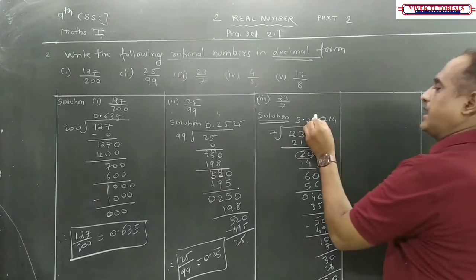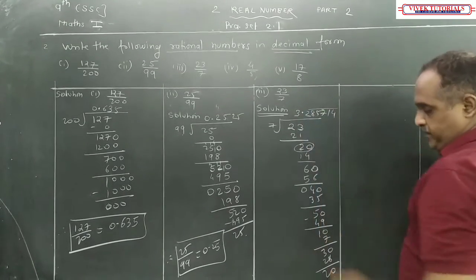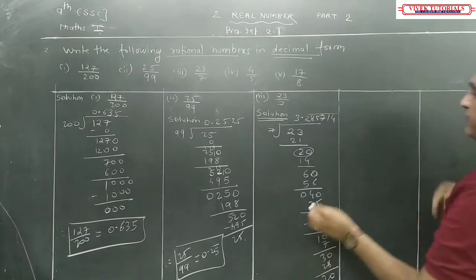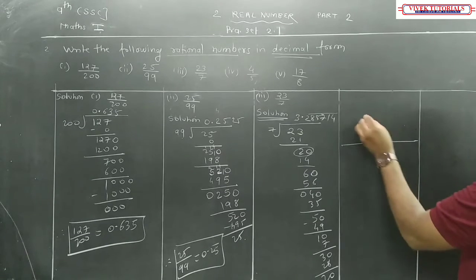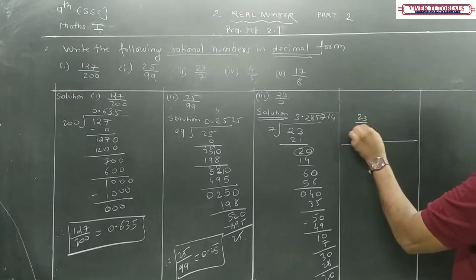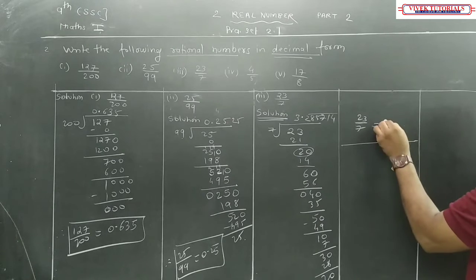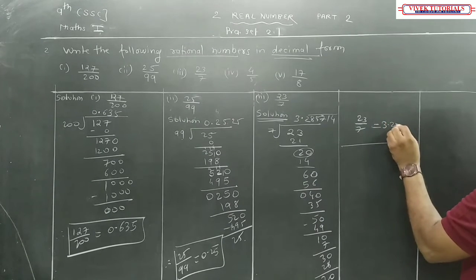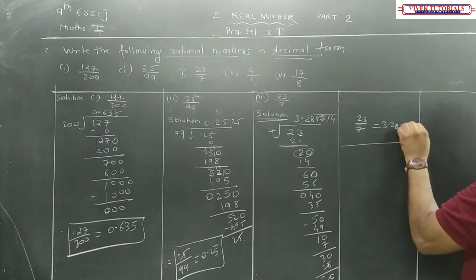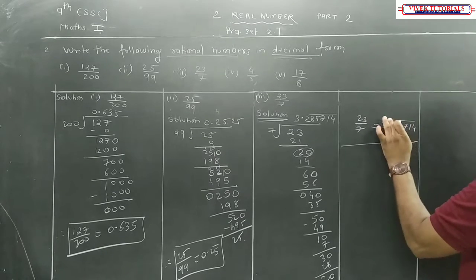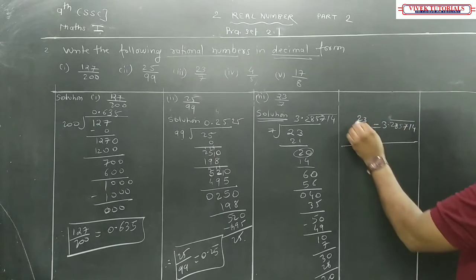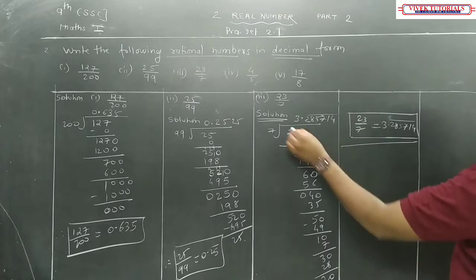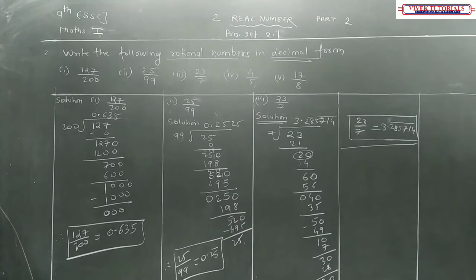So what will we do above it? So what will be the answer for it? Answer we are going to write: 23 by 7 is equal to 3.285714 recurring from this 28. This is your final answer for question number 3.